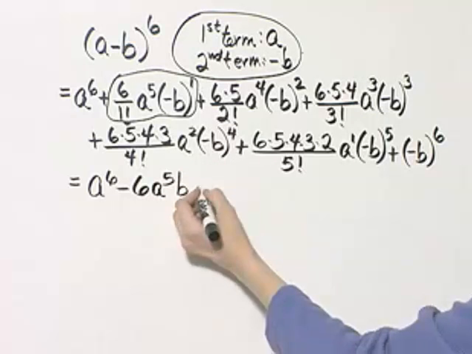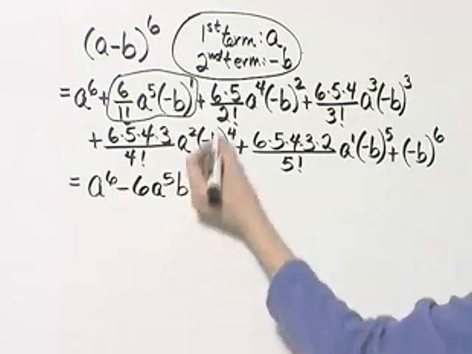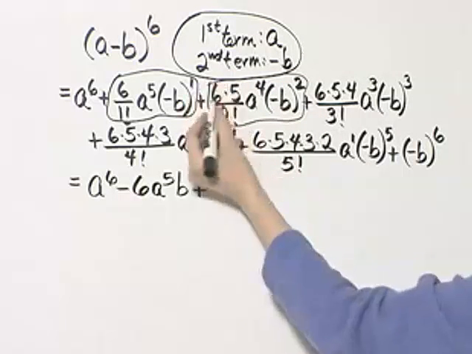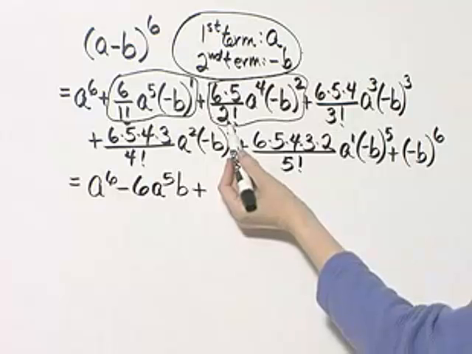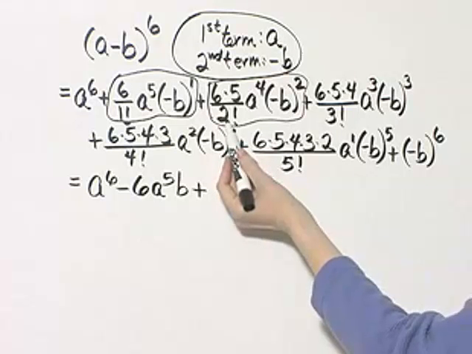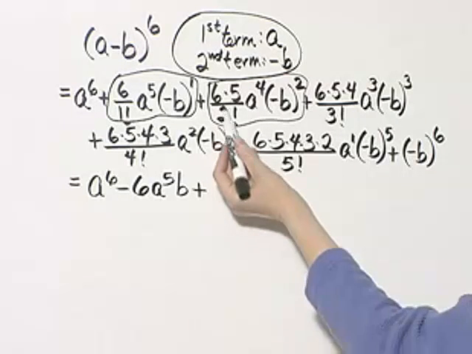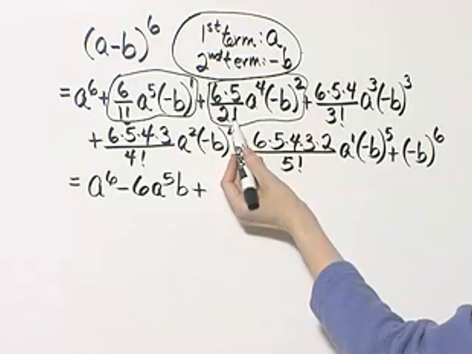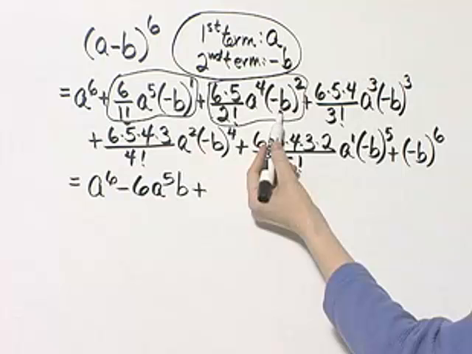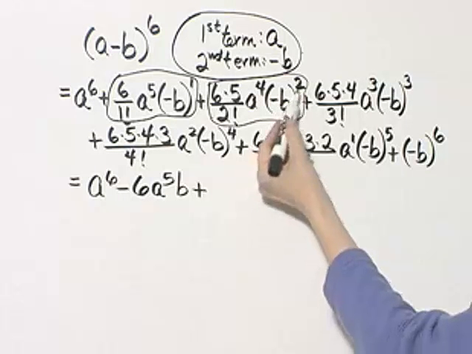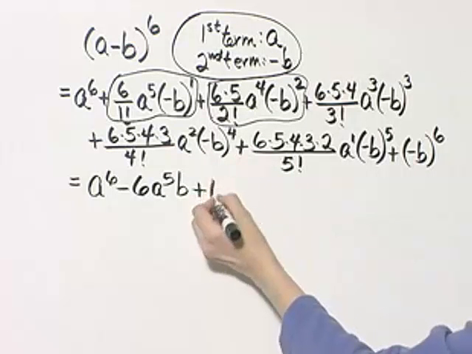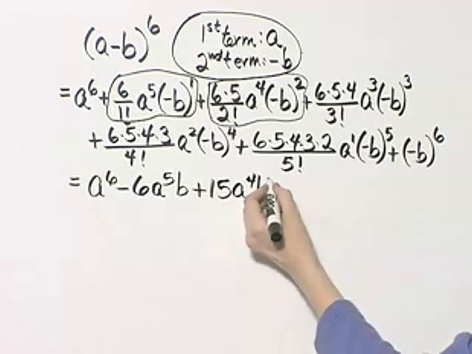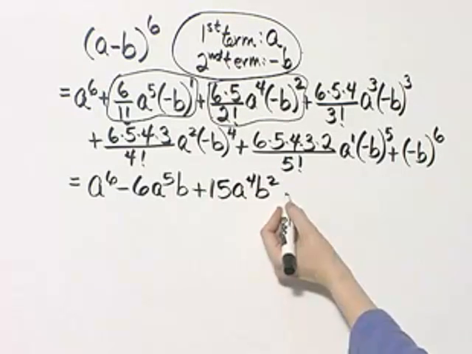And let's do one more term, plus, let's look at this term. This is one term. 6 times 5 is 30. 30 divided by 2 factorial. Now, remember, 2 factorial is 2 times 1, or 2. 30 divided by 2 is 15. So I have 15. Now, negative b times negative b, that is positive b squared. So this will be 15, a to the 4th, b squared. And you'll find that your next term is negative.